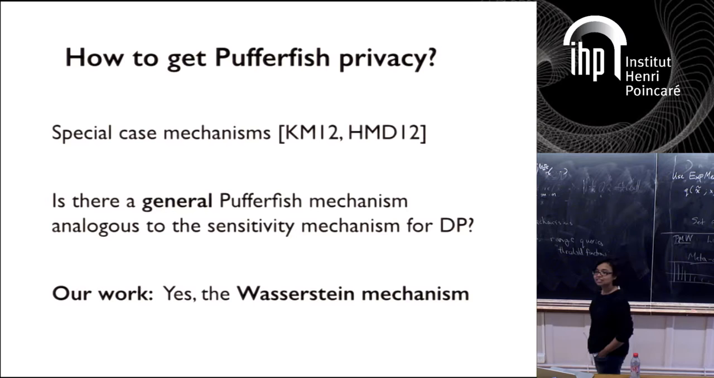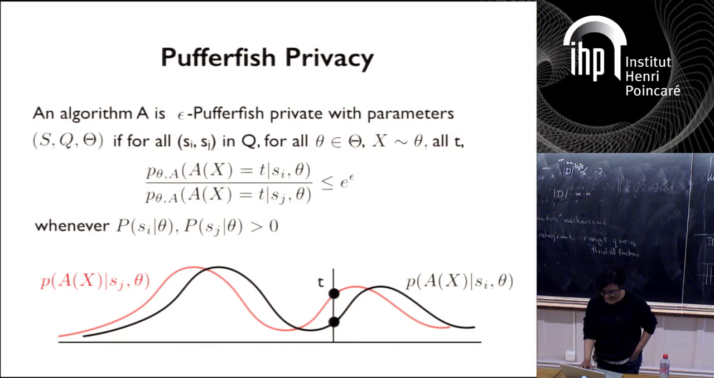Could you go back to the definition for a moment? I'm struggling with this. So, theta is capturing the correlations among people. That's correct. But not, let's say, among attributes. You could also use it in an attribute sense.